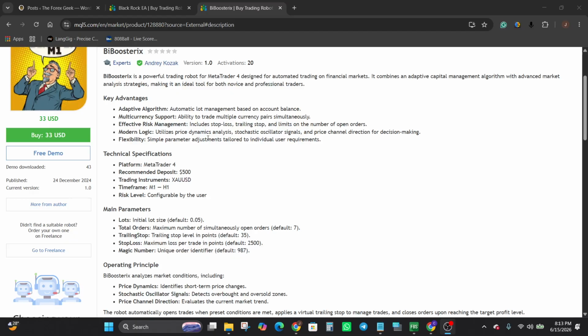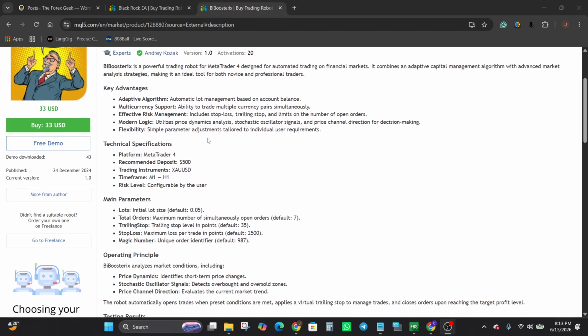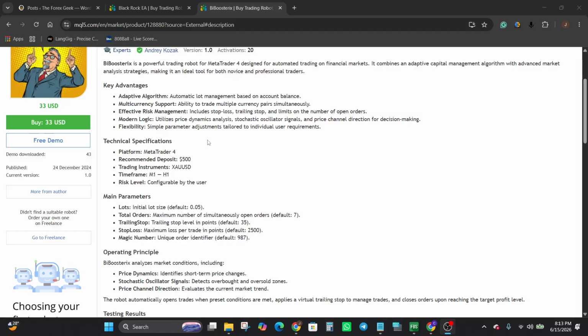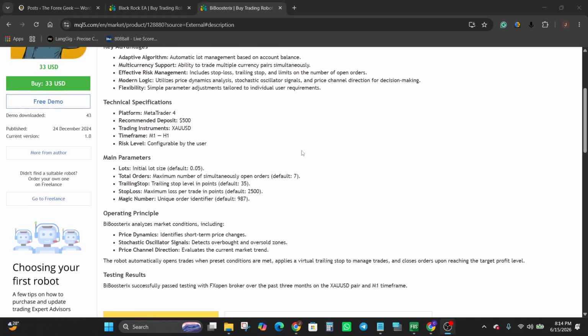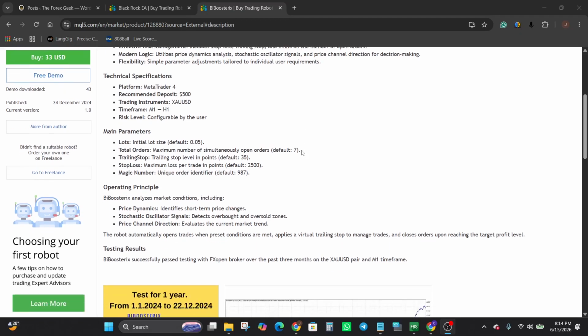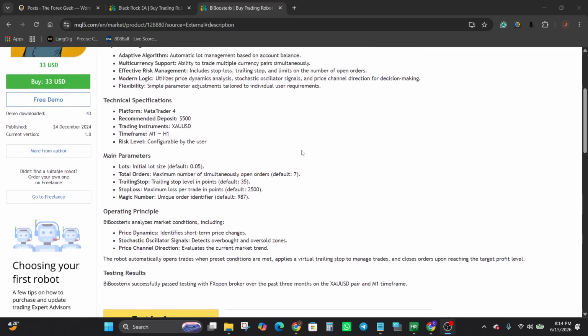One of them is the adaptive lot management system, which automatically adjusts position sizing based on account balance. The EA also supports multi-currency trading, allowing it to work with multiple instruments when configured accordingly. Risk management is another area emphasized here. The robot includes stop loss functionality, trailing stop management, and a limit on the number of simultaneously open positions. These controls can play an important role in managing overall exposure depending on how the user chooses to configure the settings.